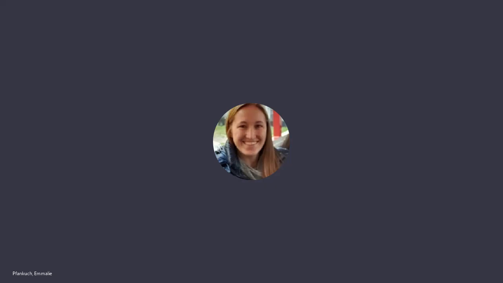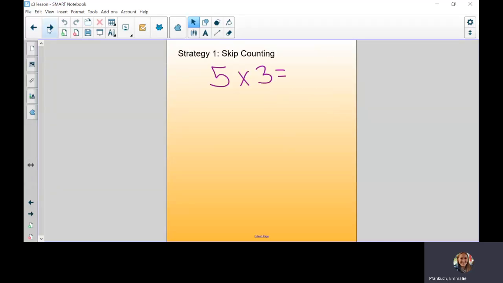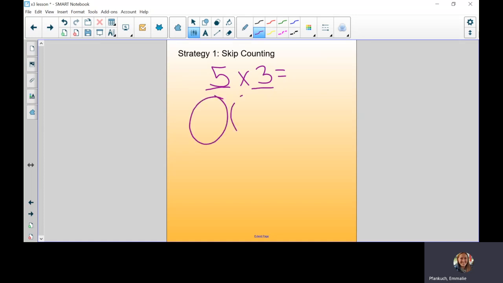So now we've got a little idea of the song, and I will leave it on our website so you guys can listen to it more and memorize it. But let's see how we can use that strategy to help us solve. What Mr. Ottenreith was doing, he was skip counting. So if I wanted to solve this problem, 5 times 3, I'm going to represent my first one as 5 equal groups. And inside each group, I'm going to put 3 check marks.